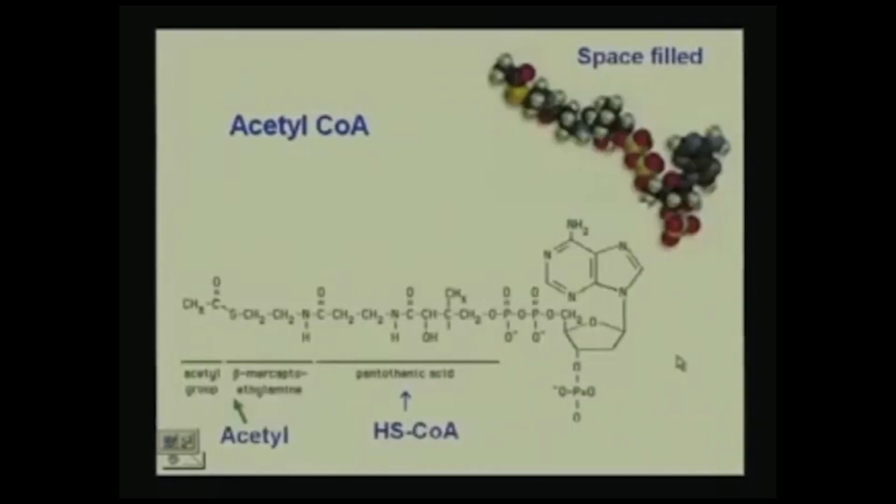What part is this? Adenine. We have a phospho part here also. You have to go check it up. So, this is acetyl coenzyme A.